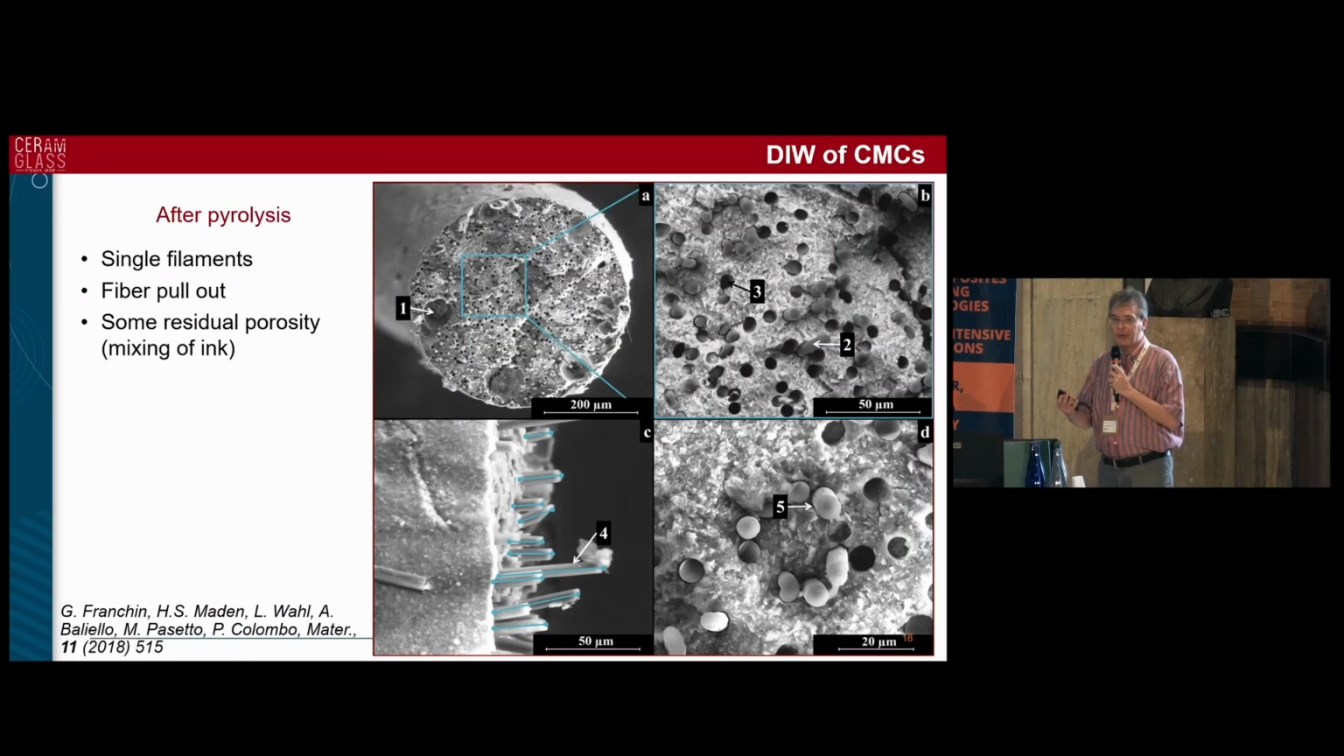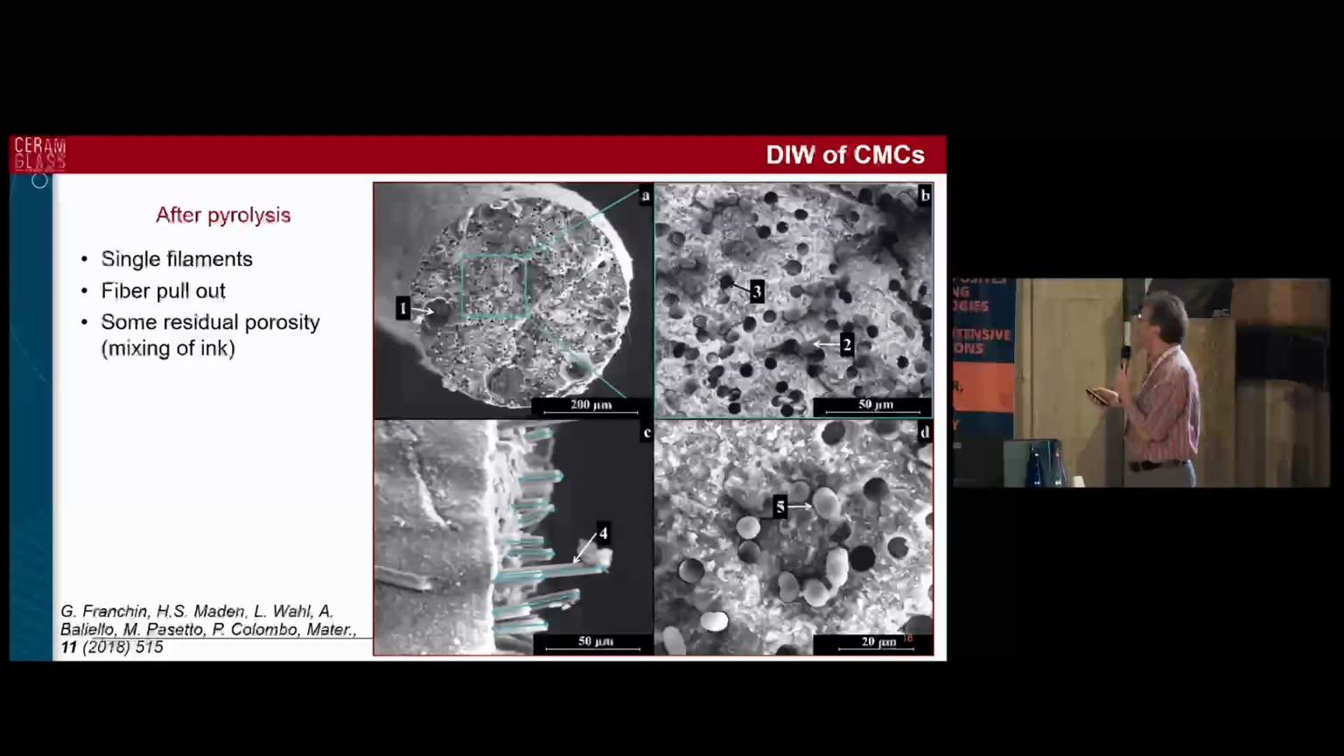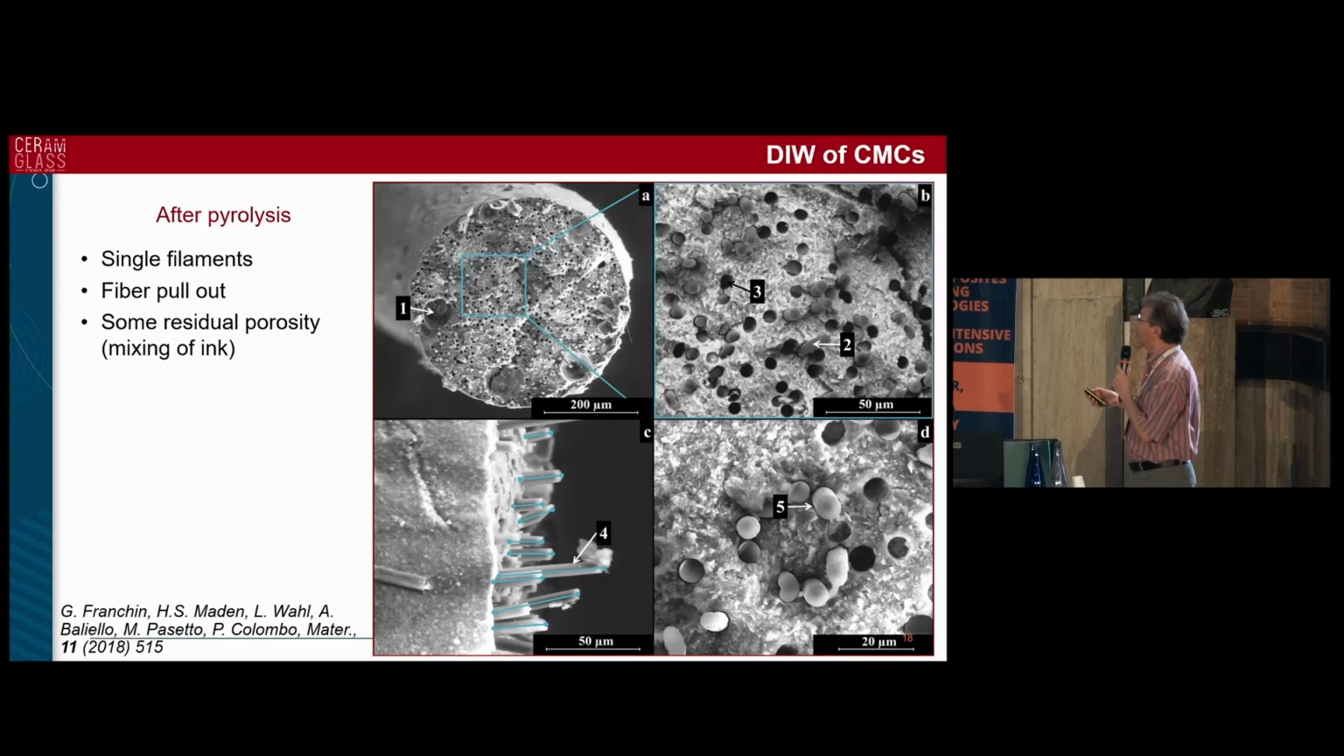Then the issue was, are we actually making composites or not? Meaning, do we have graceful failure? If you look at the fracture surfaces, you can see that there is some pull-out, and you can see this is the position where the fibers were. You can see that we have a homogeneous distribution of fibers. We still have a little bit of voids due to the difficulties in mixing the system.